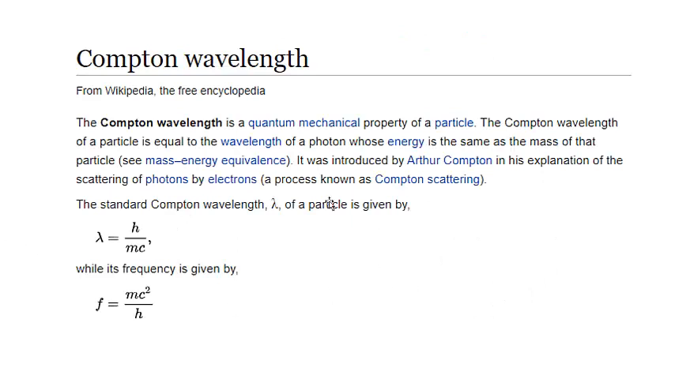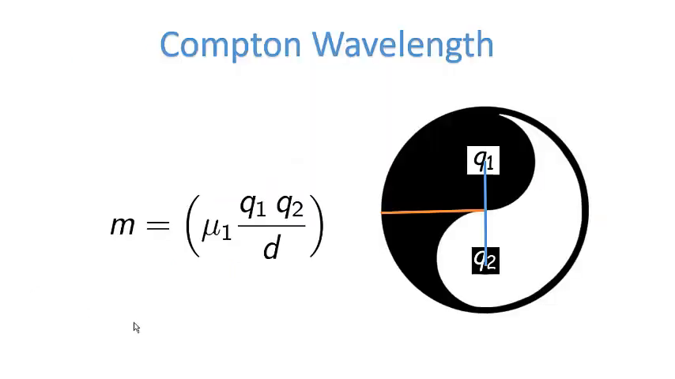Okay, so in mainstream physics, the Compton wavelength is a quantum mechanical property of a particle. Of course, everything is quantum mechanics. The Compton wavelength of a particle is equal to the wavelength of a photon whose energy is the same as the mass of that particle. That's just a long way of saying the mass is used to derive the wavelength, and the mass is also used to derive the frequency. And that is what I think this particle is telling me.